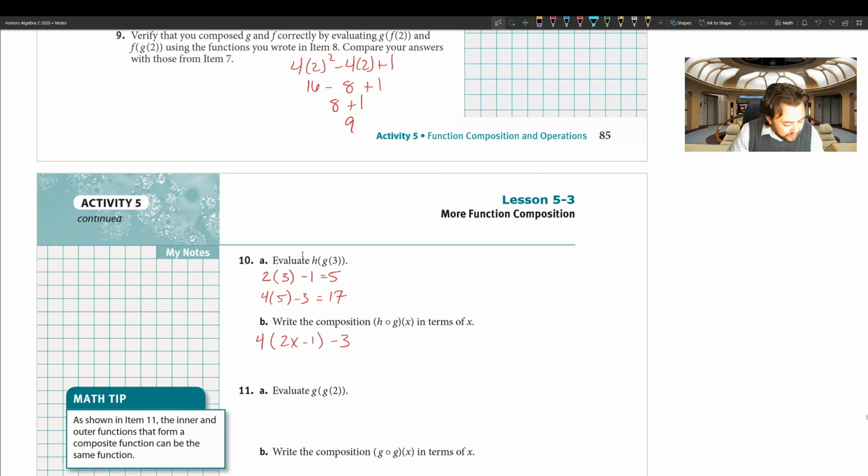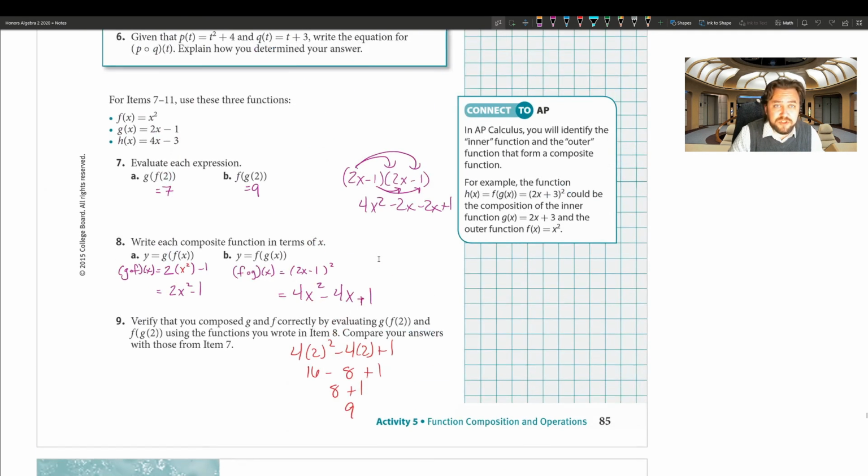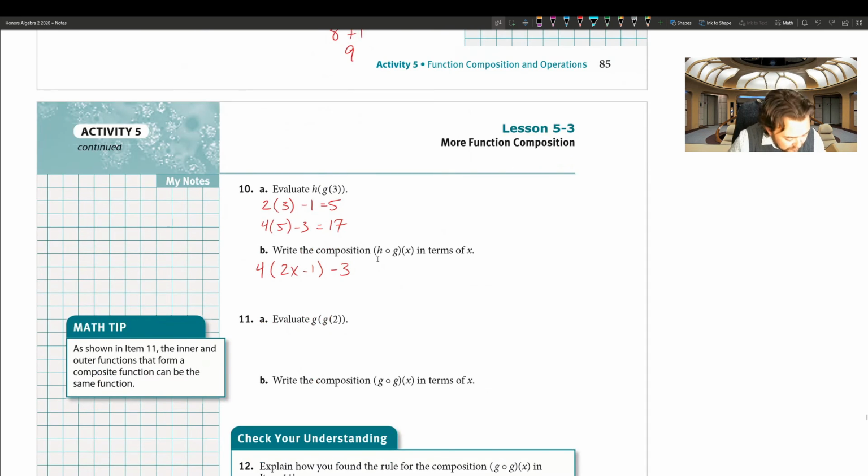All right, now we're going to evaluate g of 2. Okay, so the g function was 2x minus 1. So 2, the x is 2 minus 1. 2 times 2 is 4, minus 1 is 3. And I'm going to plug that in again to the same function, and I get 6 minus 1 is 5. It's kind of a weird way to do it, but all right.